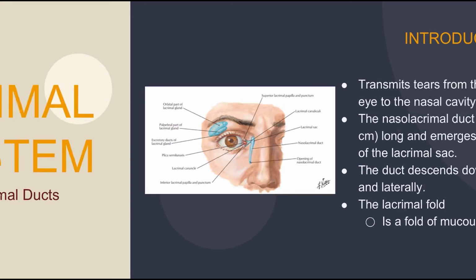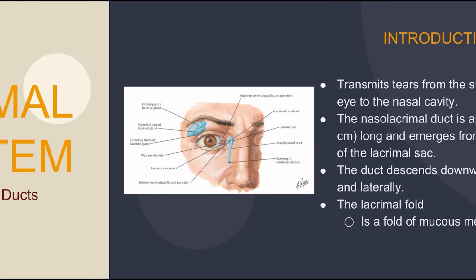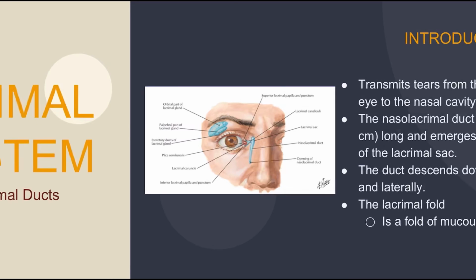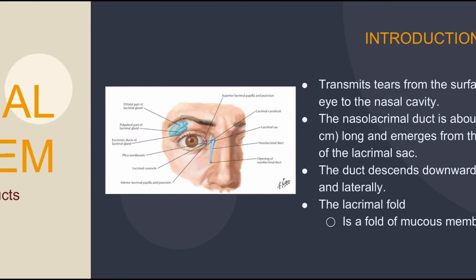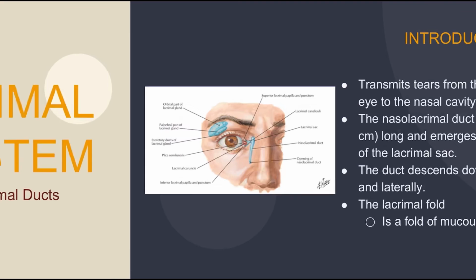We have here a picture of the development of the nasolacrimal duct. The first picture, with letter A, is at 5.5 weeks gestation. An ectodermal invagination forms between the lateral nasal process and the maxillary process, which becomes pinched off from the surface.